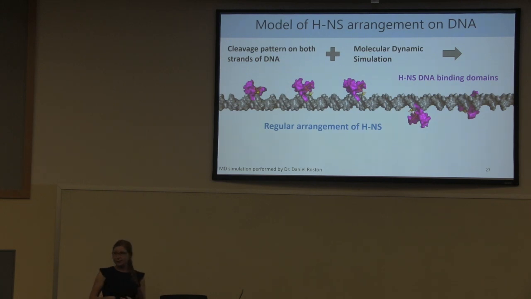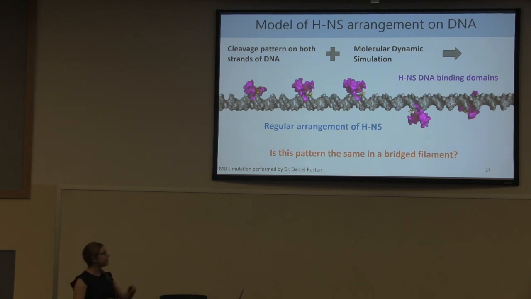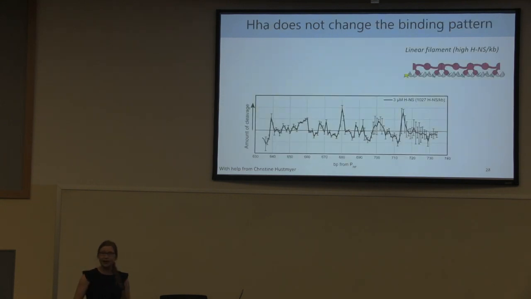So I told you my first experiment was looking at a linear HNS filament, and my hypothesis was that the linear and bridge might be different. So my next question was, is the pattern of binding the same in a bridge filament? Is it the same as what I've shown here? So here's that cleavage pattern again that I got from a linear HNS filament.